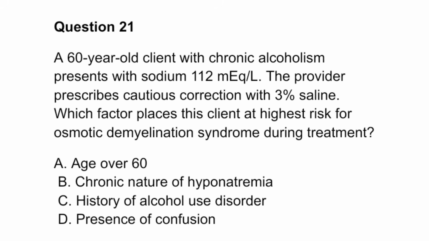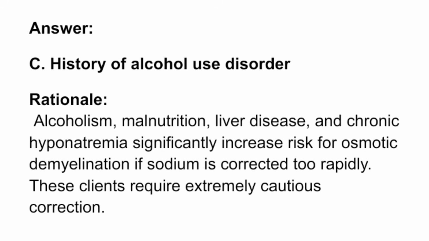A. Age over 60. B. Chronic nature of hyponatremia. C. History of alcohol use disorder. D. Presence of confusion. The correct answer is C. History of alcohol use disorder. Rationale. Alcoholism, malnutrition, liver disease, and chronic hyponatremia significantly increase risk for osmotic demyelination if sodium is corrected too rapidly. These clients require extremely cautious correction.